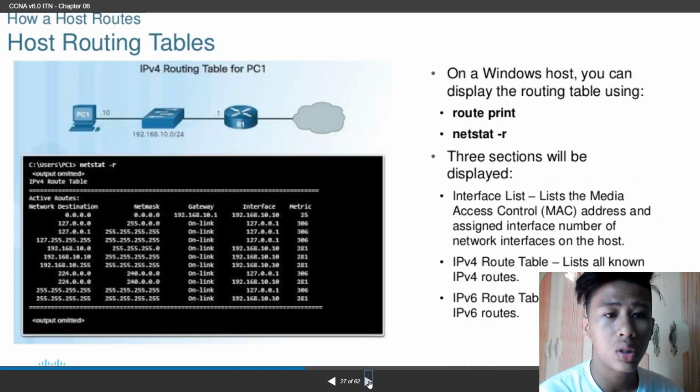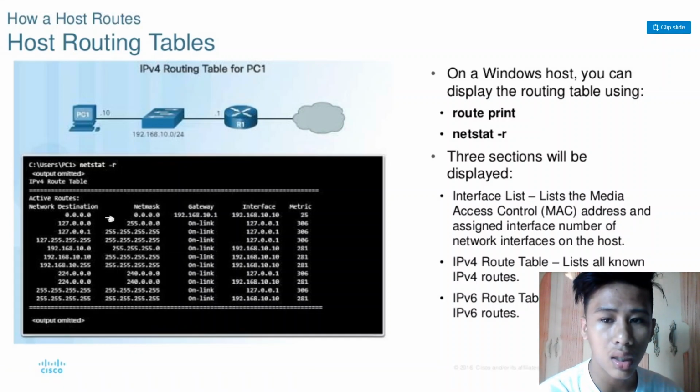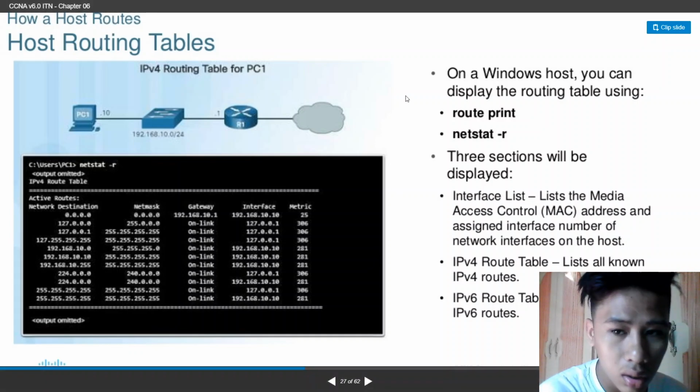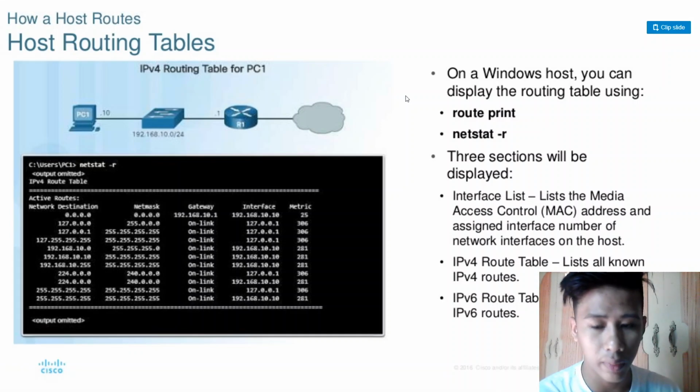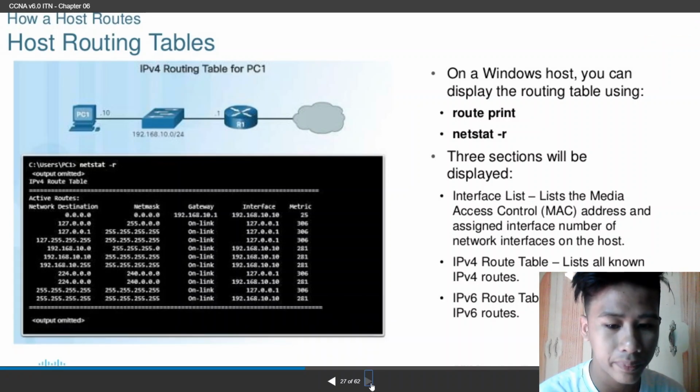This is the host routing table. On a Windows host, you can display the routing table using route print and netstat -r, and it has sections that display the interface list, IPv4 route table, and IPv6 route table.